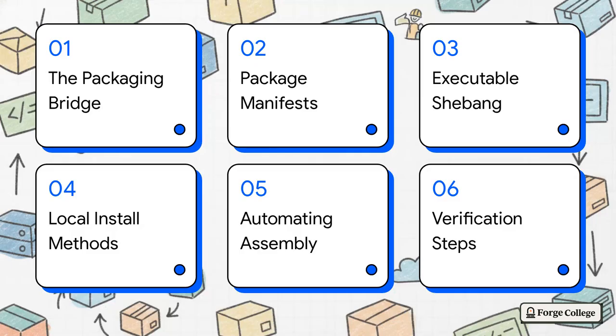Here is our master blueprint agenda for today. We'll be covering 1. The packaging bridge. 2. Blueprints, package manifests. 3. The executable shebang. 4. Local install methods. 5. Automating the assembly line. And finally, 6. Verification and next steps. Let's get right into it.